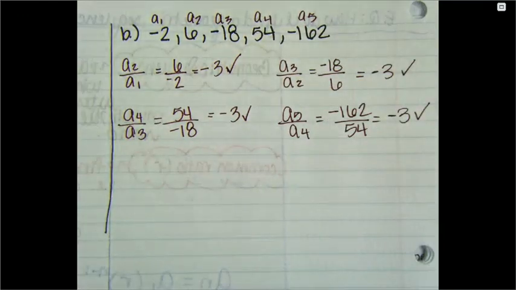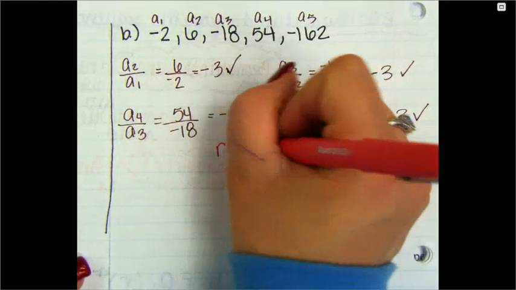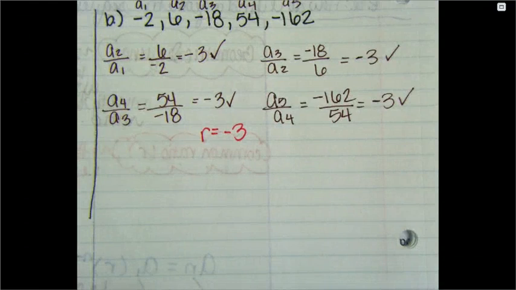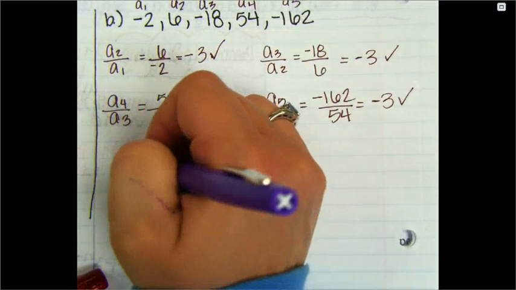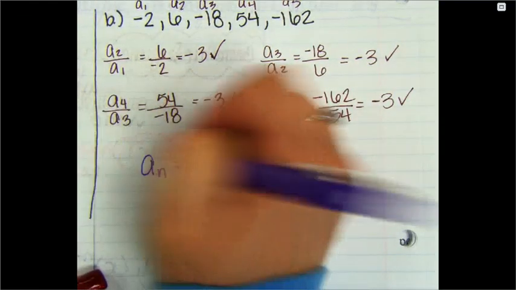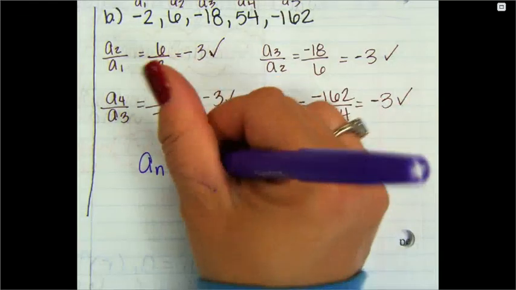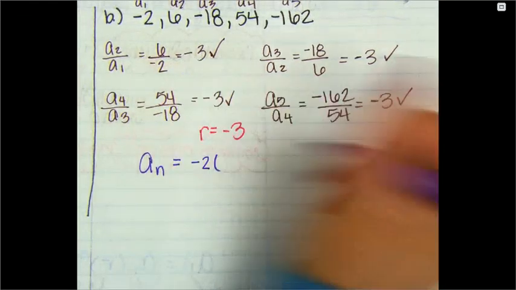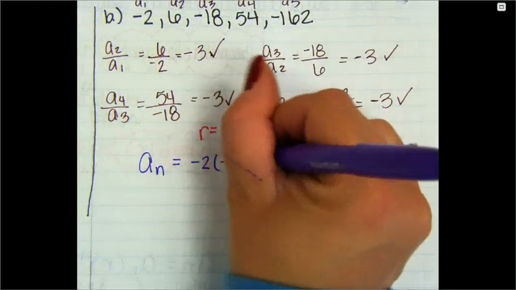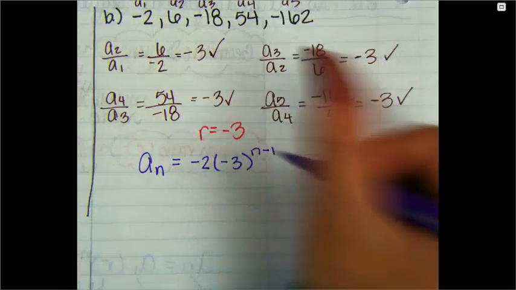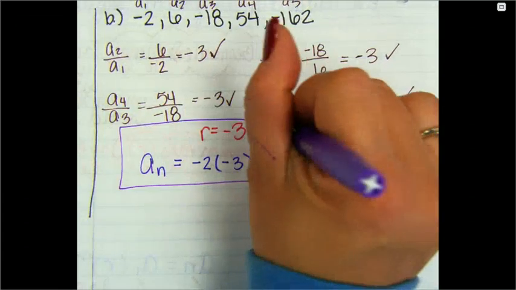So you're going to tell me you have a common ratio of negative 3. Very good. Then I'm going to write the nth term rule, and I'm going to start out with a sub n equals. The first thing says a sub 1. What's a sub 1? Negative 2, parentheses, negative 3, to what power? n minus 1. How many of you have this right?